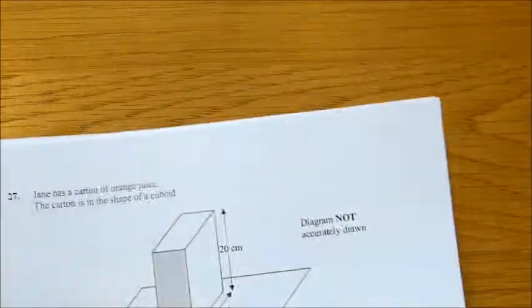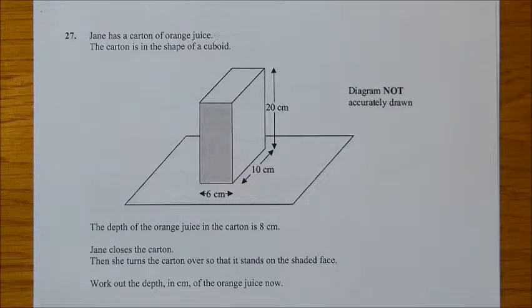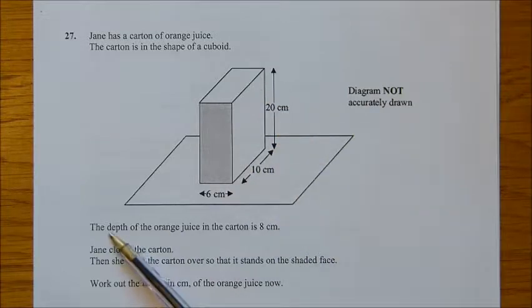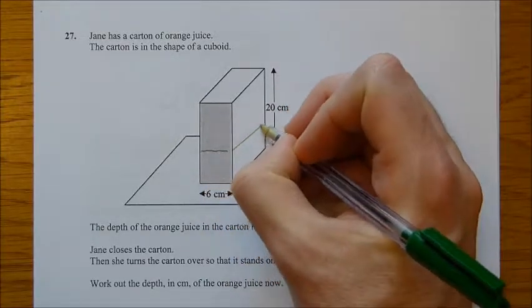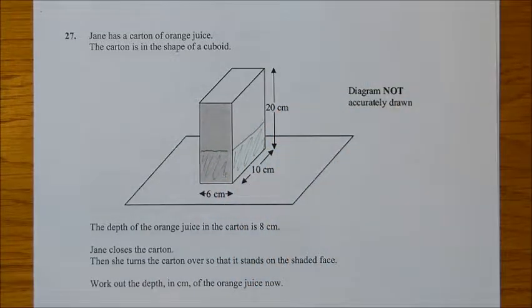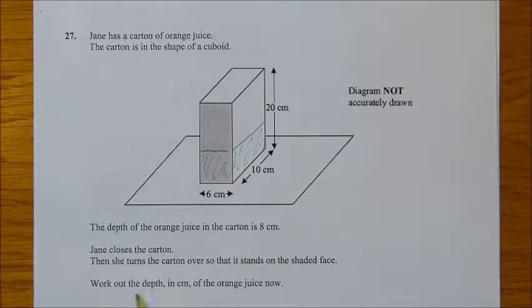Okay, 27. Okay, so we've got a box here with some orange juice in it. It's not full. It says that the depth of the orange juice is 8 centimetres. So that means that about up to here is where your orange juice is going to be. Jane closes the carton, turns it over so that it stands on the shaded face. So she's tipped this carton over. Work out the depth in centimetres of the orange juice now.